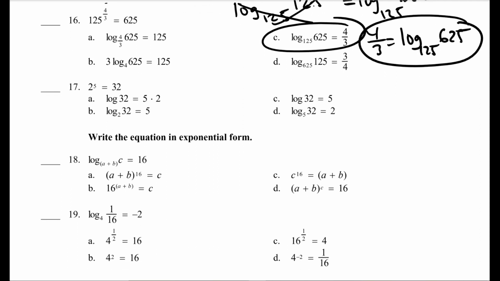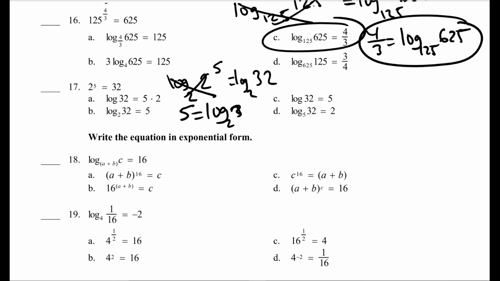Now number 17, we want to do the same thing. So we have 2 to the 5th equals 32. The only way to get rid of the base of 2 here is to do a log base 2 on both sides. So now they cancel, leaving us with 5 equals log base 2 of 32. So it looks like B.